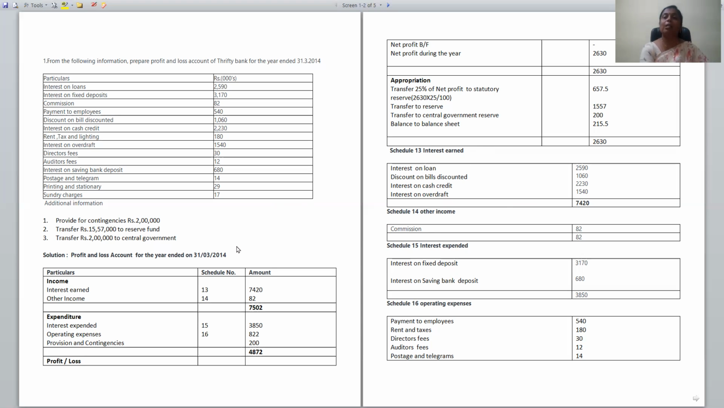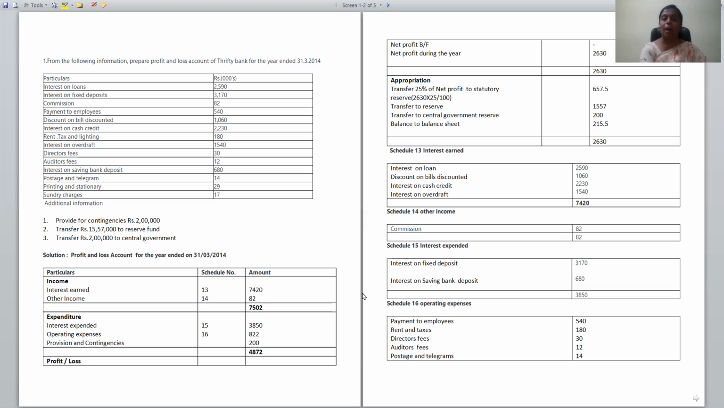Provision and contingencies, as the term itself indicates, is a part of your provision. Provision doesn't have any schedule number, but it will be part of your expenditure. There we are going to take that particular provision and contingency. Here you can see only 200 rupees, because in the question it is stated as 2 lakh, but the entire question is given excluding 3 zeros. So thousands are excluded. You have to exclude 3 zeros when you're taking provision, and you have to just reflect 200 here.